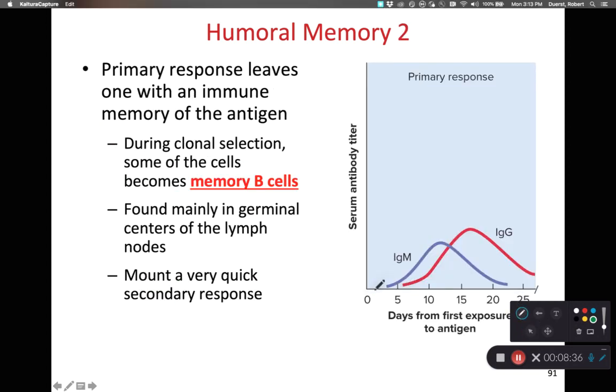So here's a primary response. About 4 or 5 days after initial exposure, we have a peak of immunoglobulin M concentrations, and then about 6 days after exposure, we start to have the peak of immunoglobulin G concentrations. So this primary response leaves us with an immune memory. We are going to have those memory B cells. And those memory B cells are going to hang out in the germinal centers of our lymph nodes and mount a very quick secondary response for any subsequent exposure.